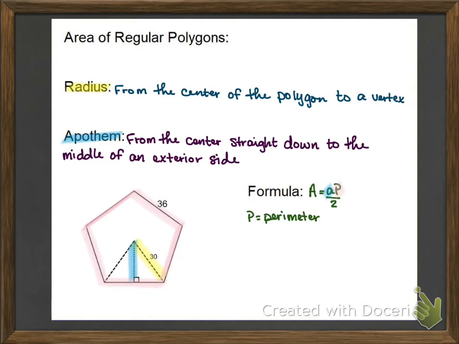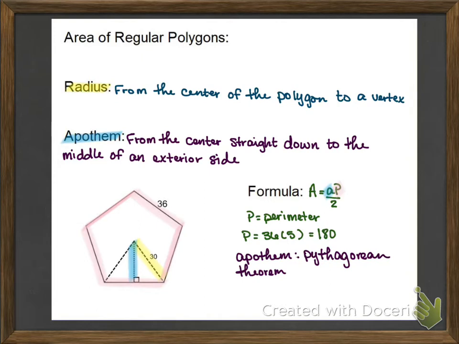Now, things we need to remember about the regular polygons is that all exterior sides have the exact same length. So for this example, if one side is 36, there are 5 sides, so 36 times 5 equals 180.